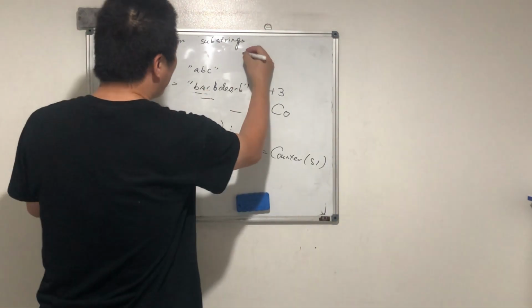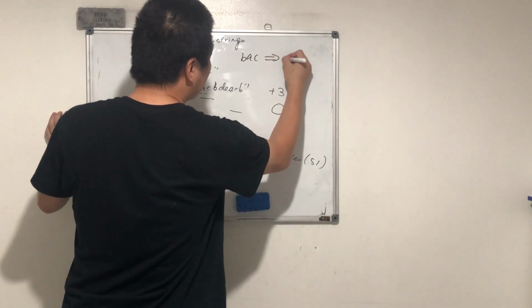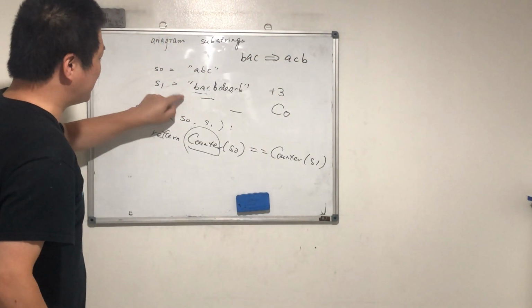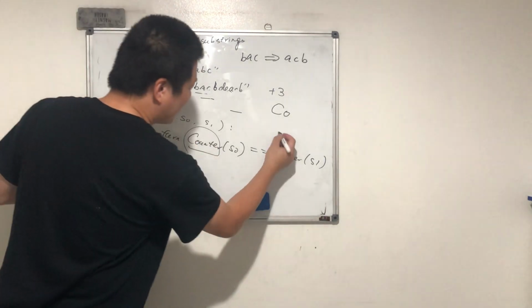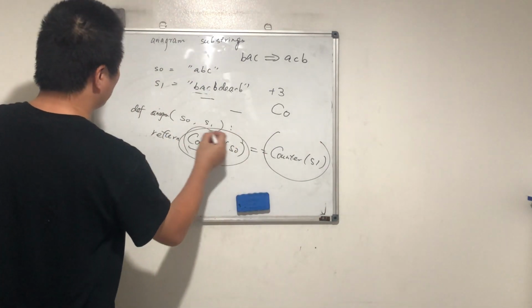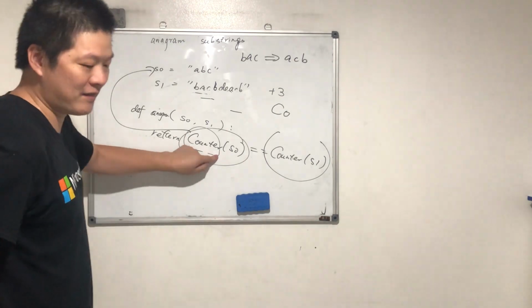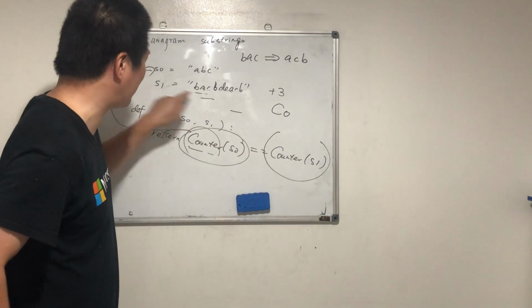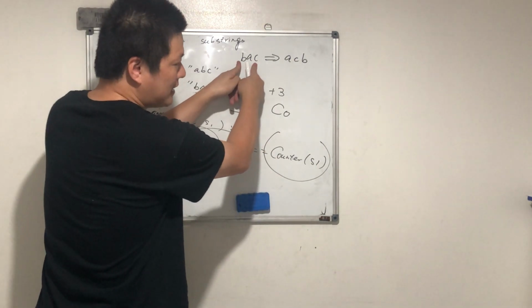When we move from BAC to ACB, what should we do? What should we do with the counter? One of the counter. Because this counter never change. This counter S0 never change, right? This counter never change. But this is changing. Counter S1 is changing of the leap from BAC to ACB.